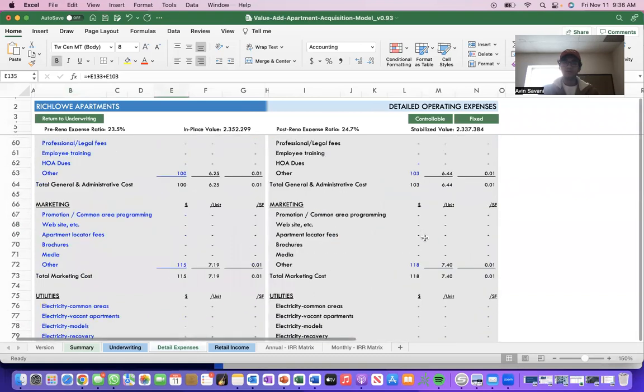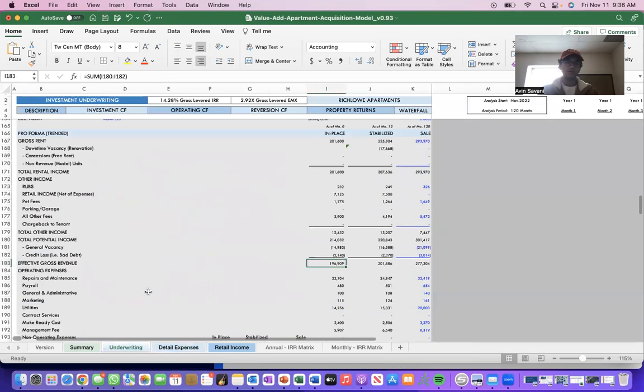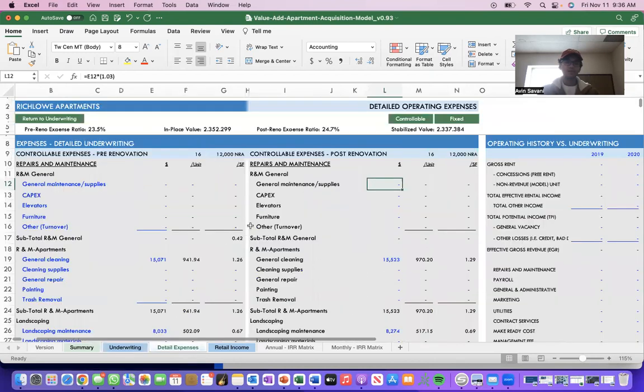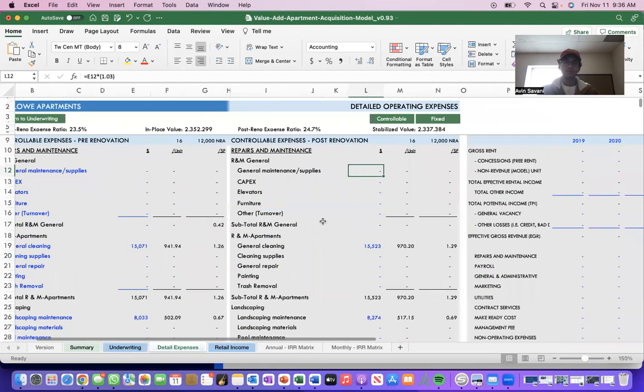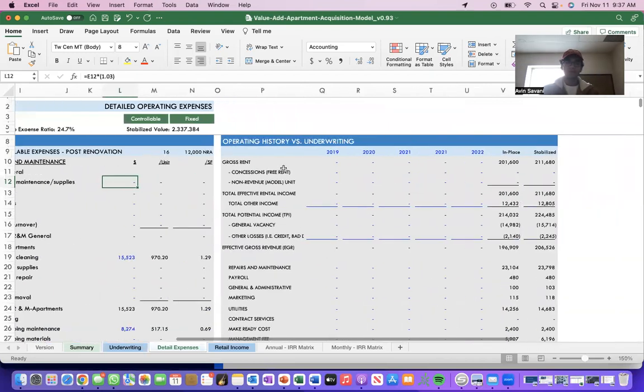And then to the right here, you'll see the post renovation. So we've applied some growth rates. This growth rate is directly taken from the underwriting assumption tab. So here in the growth rates, we see the operating expenses on a 3% growth rate year by year. So we've displayed that here in the controllable expenses for post renovation.